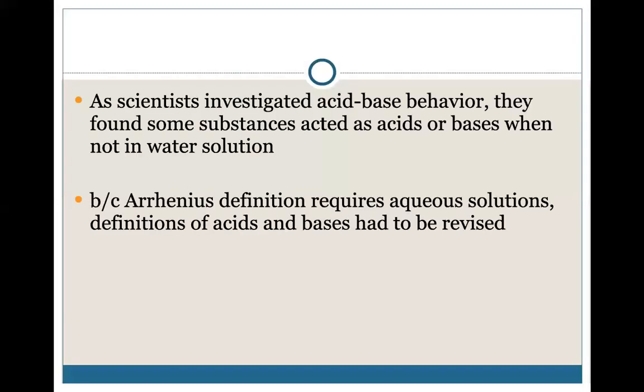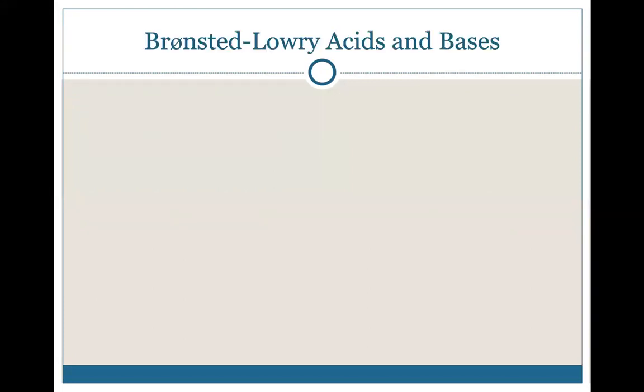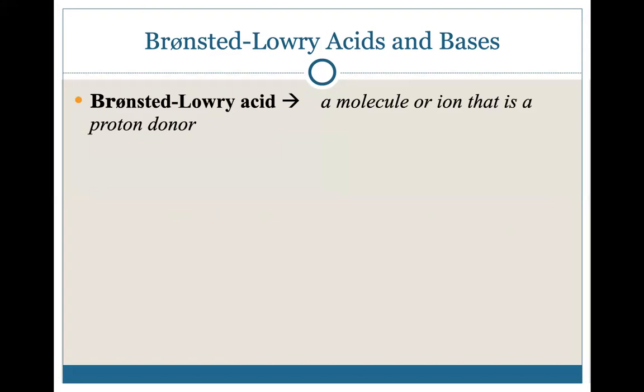All right. So again, Arrhenius' definition of acid and base requires aqueous solutions. So we have to revise our definition of acid and base. It doesn't mean necessarily that Arrhenius is wrong. It's just a different way to define acid and base. So the most commonly used definition of acids and bases is the Bronsted-Lowry definition. And this is based on the transfer of protons. So a Bronsted-Lowry acid is a molecule or ion that is a proton donor. Okay, that's going to be the key, a proton donor.